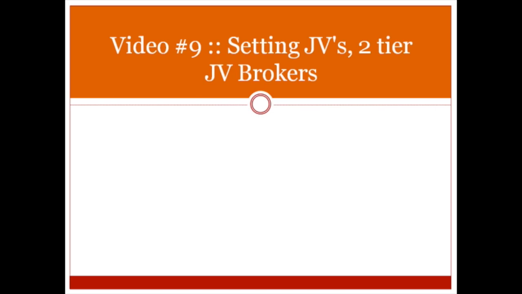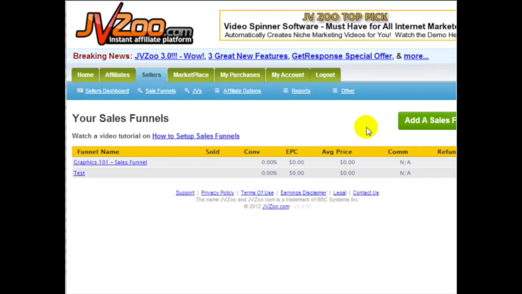And this feature makes JVZoo powerful because if you think about it, in the olden days, we had to manually pay our affiliates or manually pay our business partners. Now it's done at the point of sale, which is very, very powerful. So let me go ahead and go to jvzoo.com and show you exactly how to do this.